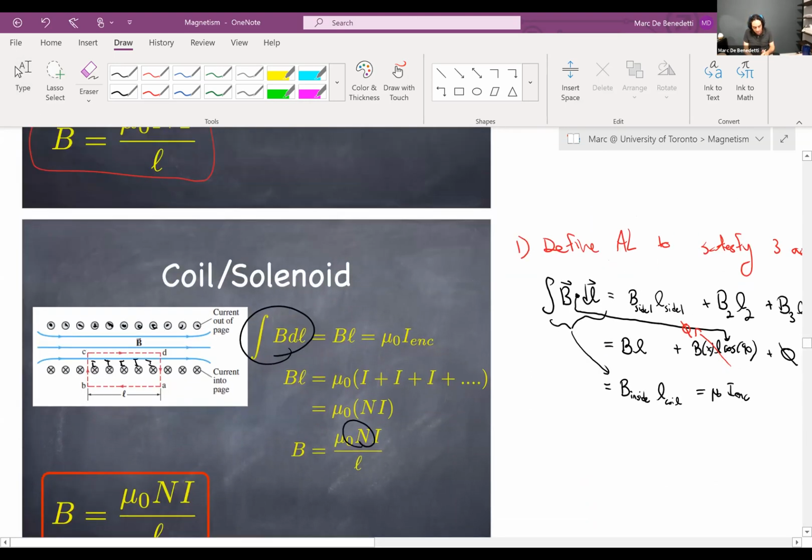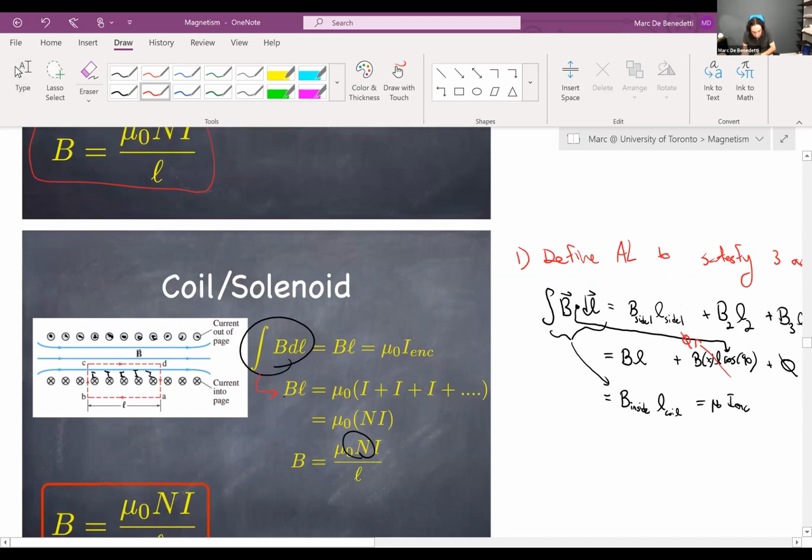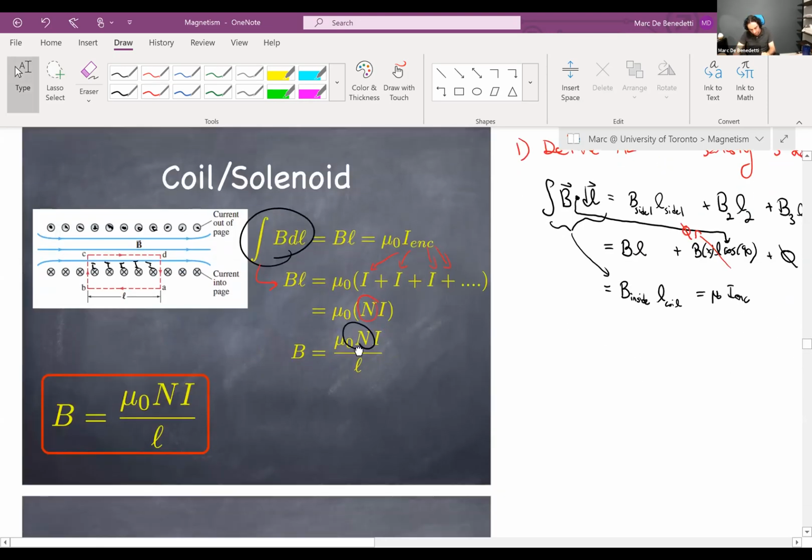So here's the math. The left-hand side collapses to BL, as we've seen. The right-hand side is total enclosed current. So we have I plus I plus I plus I, N times. So now we simply bring down the L to the denominator, and this is how we use Ampere's law to come up with the B field inside of a coil.